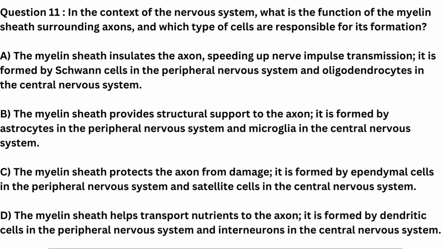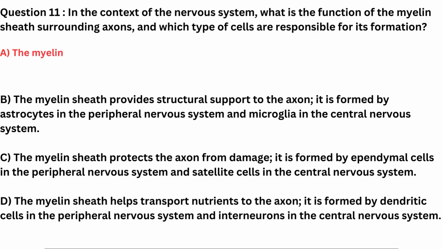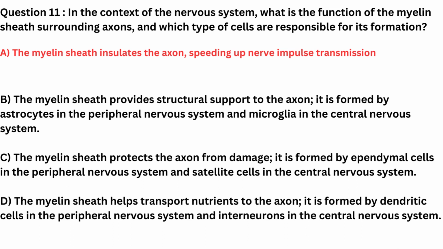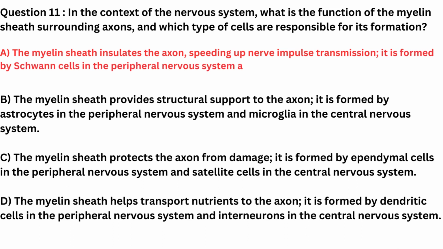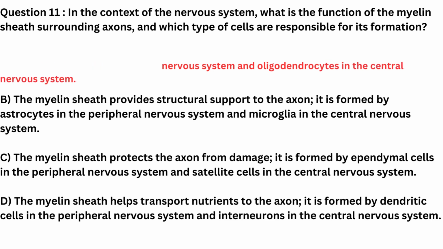Correct answer is A. The myelin sheath insulates the axon, speeding up nerve impulse transmission. It is formed by Schwann cells in the peripheral nervous system and oligodendrocytes in the central nervous system.